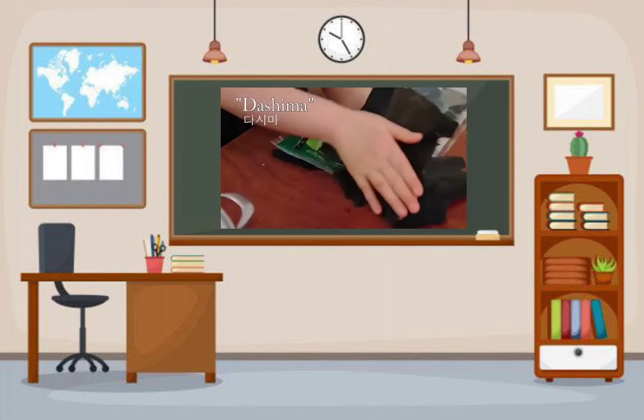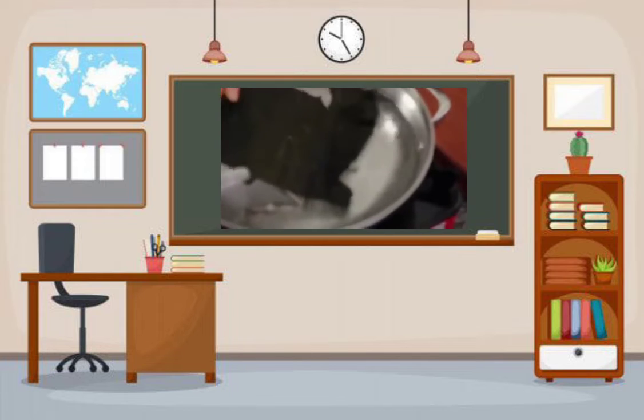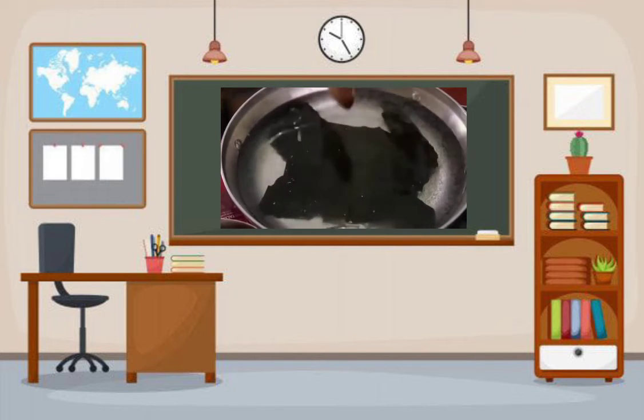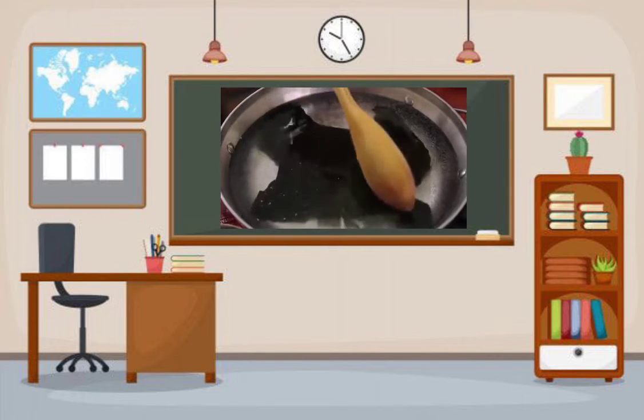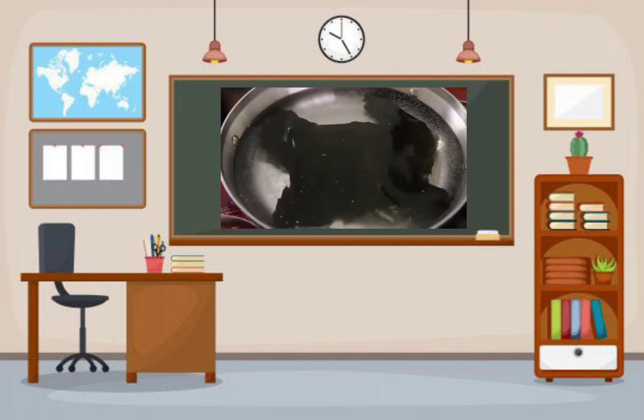Dried kelp, dashima in Korean. We are going to use 5 or 6 inch size, and dump in there. Boil this for about 15 minutes without lid, because this dried anchovy is a little fishy, and then the fishy smell has to be evaporated.